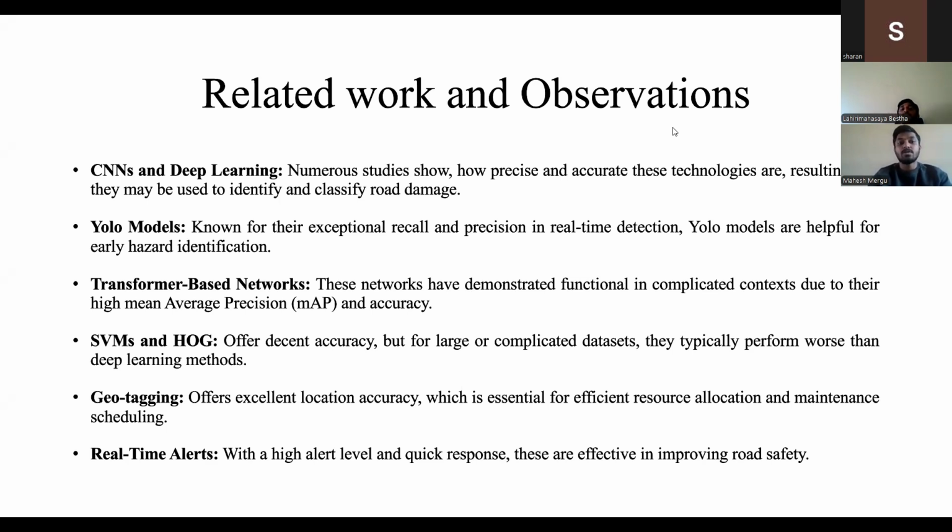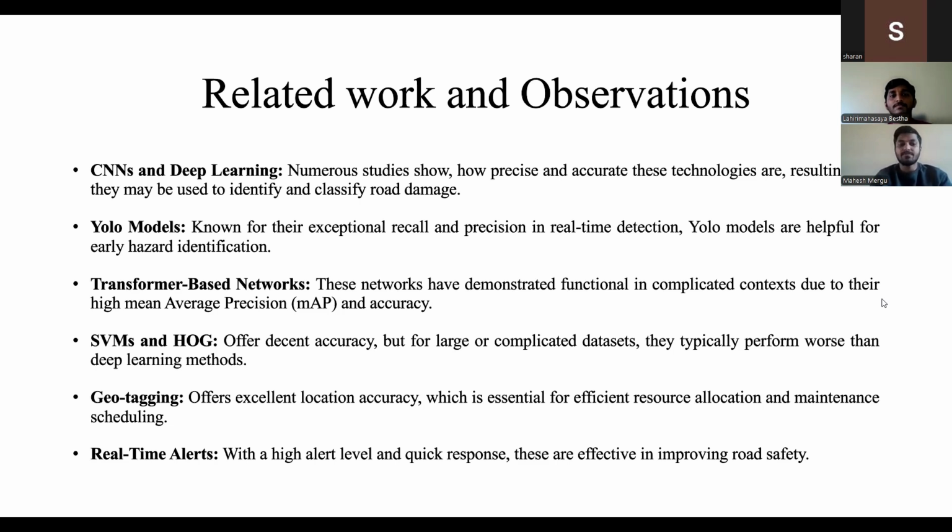In the earlier solutions proposed by various other people in the past, we have taken a few of the models which they used. Among those, the top five or six that we think are most useful for us are mentioned over here. The first one is CNNs and deep learning. CNN stands for convolutional neural networks. Numerous studies show how precise and accurate these technologies are, so they can be used to identify and classify road damage.